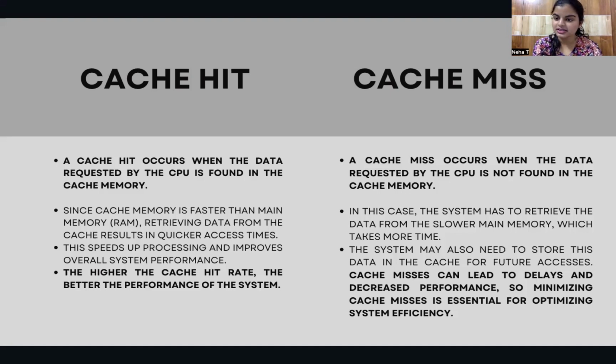And if there's a cache miss, it has to bring the data from the slower main memory. So it takes time. The system may also need to store the data in the cache for future access. Cache misses can lead to delays and decreased performance. So minimizing cache misses is essential for optimizing the system efficiency.